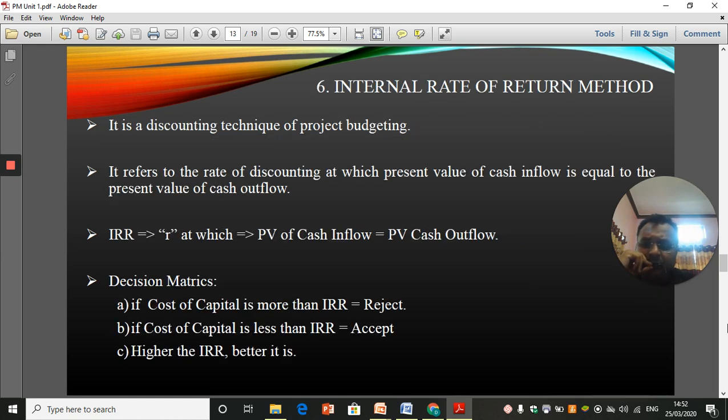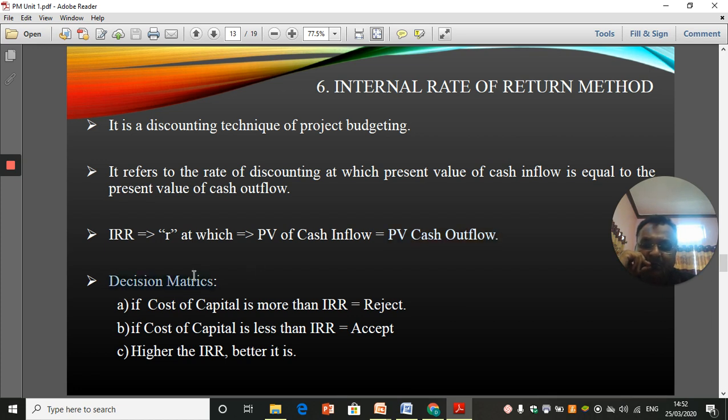And then let us go for the internal rate of return method. It is a discounting technique of project budgeting. It refers to the rate of discounting at which the present value of the cash inflow is equal to the present value of cash outflow. So IRR is the rate at which the present value of cash inflow is equal to present value of cash outflow, means NPV is zero. So the rate of return at which NPV is zero is IRR.